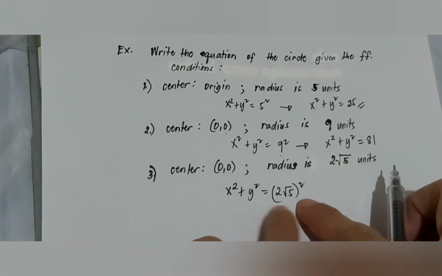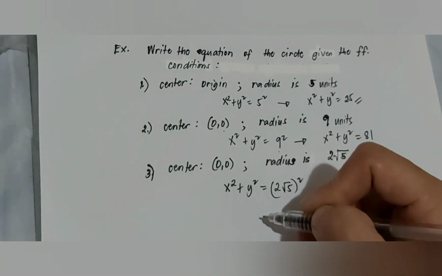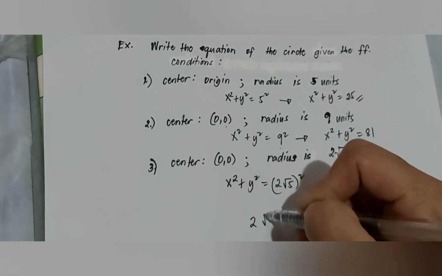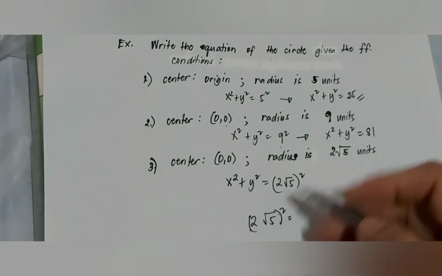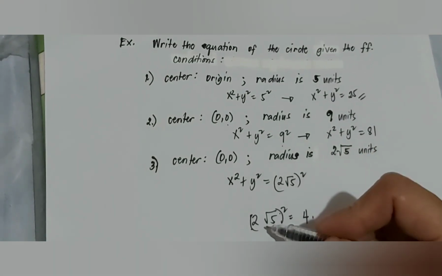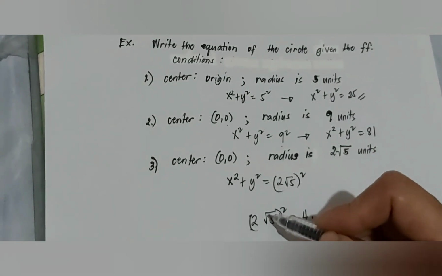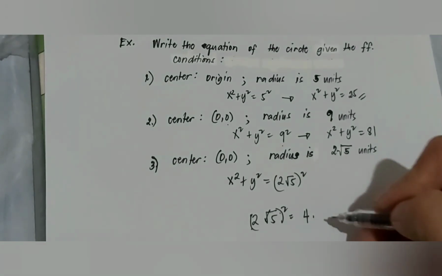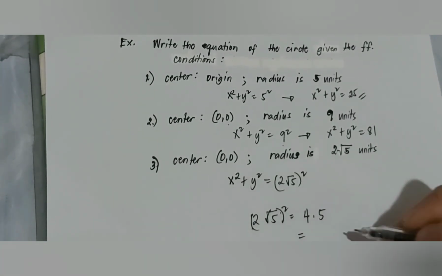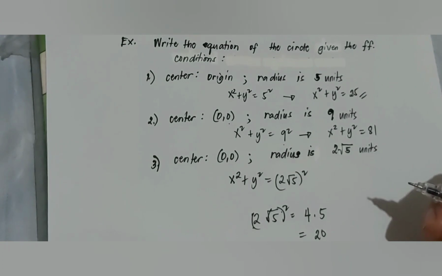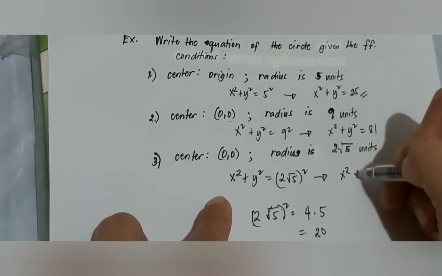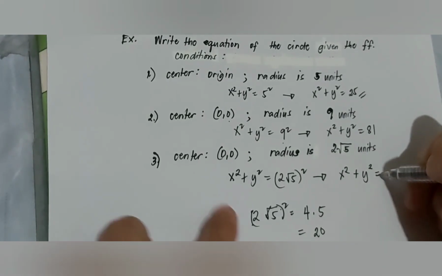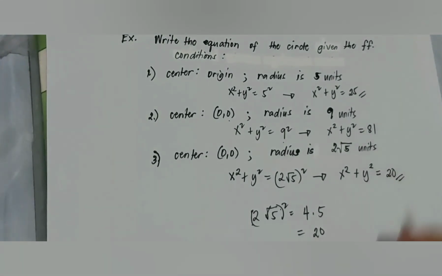Now, what is (2 square root of 5) squared? Let us distribute that. It will be 2 squared, which is 4. The square of the square root of 5, we just cancel that, so that would be 5. 4 times 5 is 20. Therefore, our equation would be x squared plus y squared equals 20.